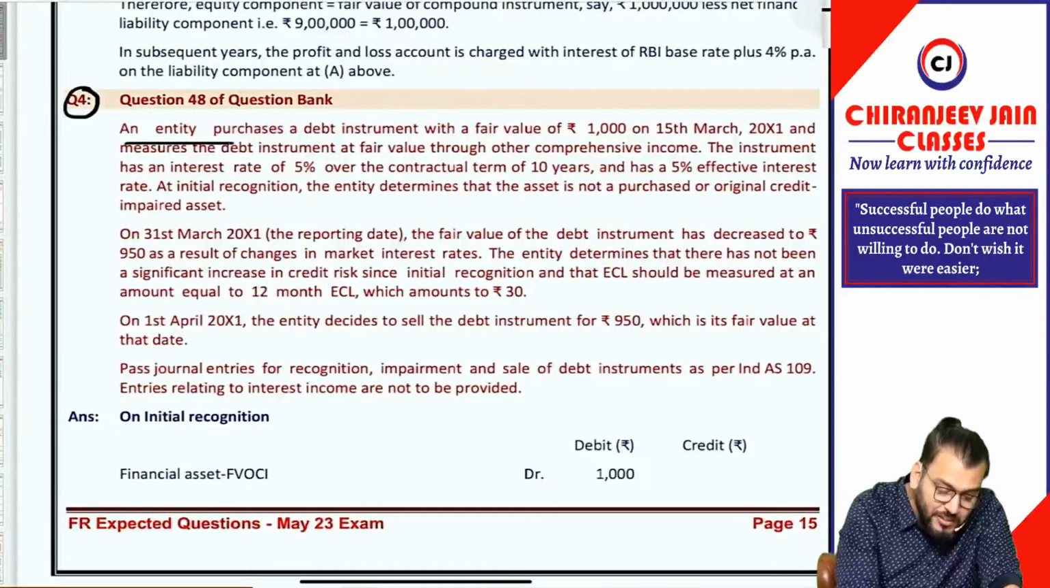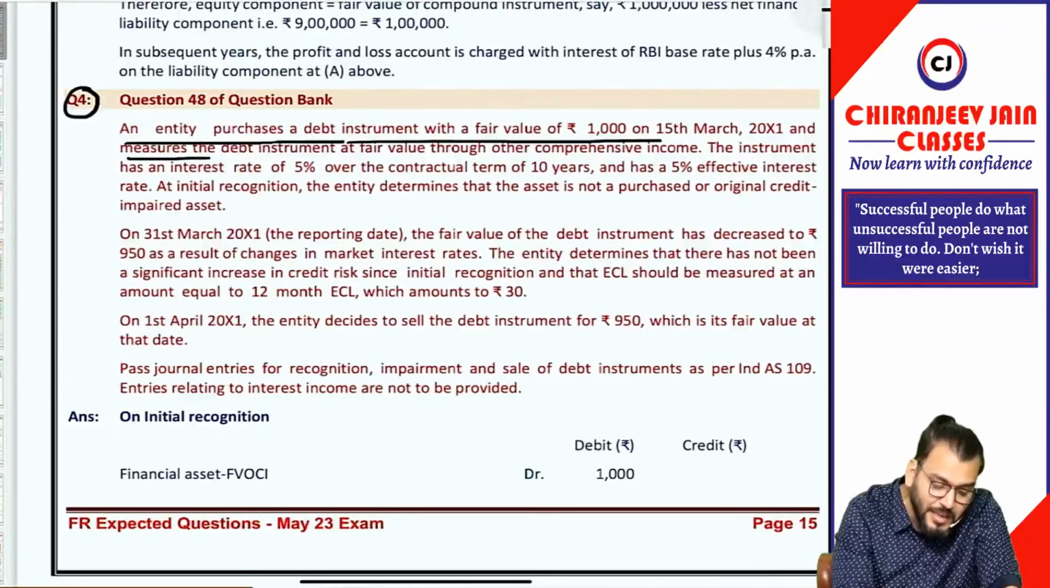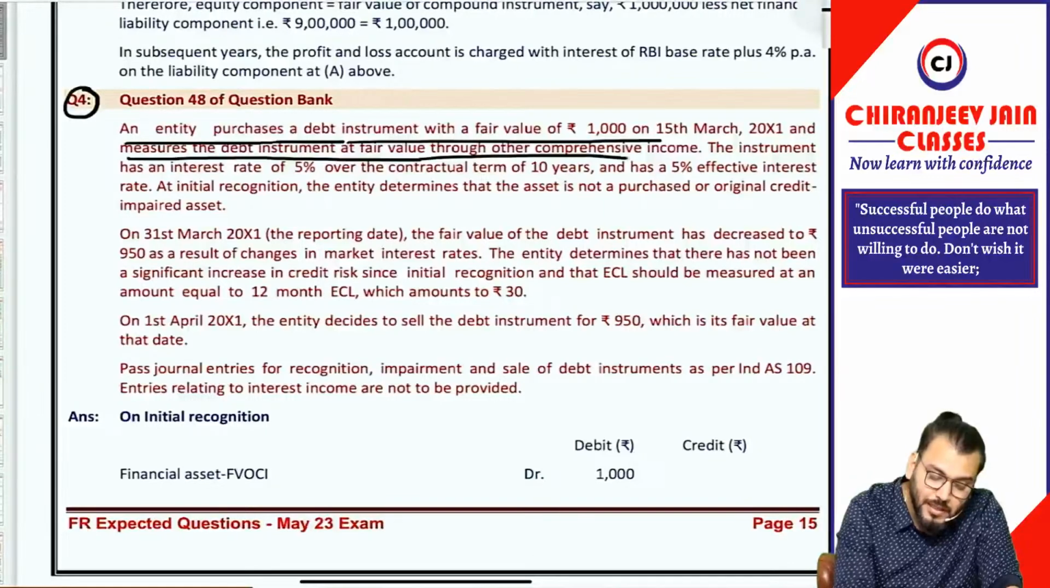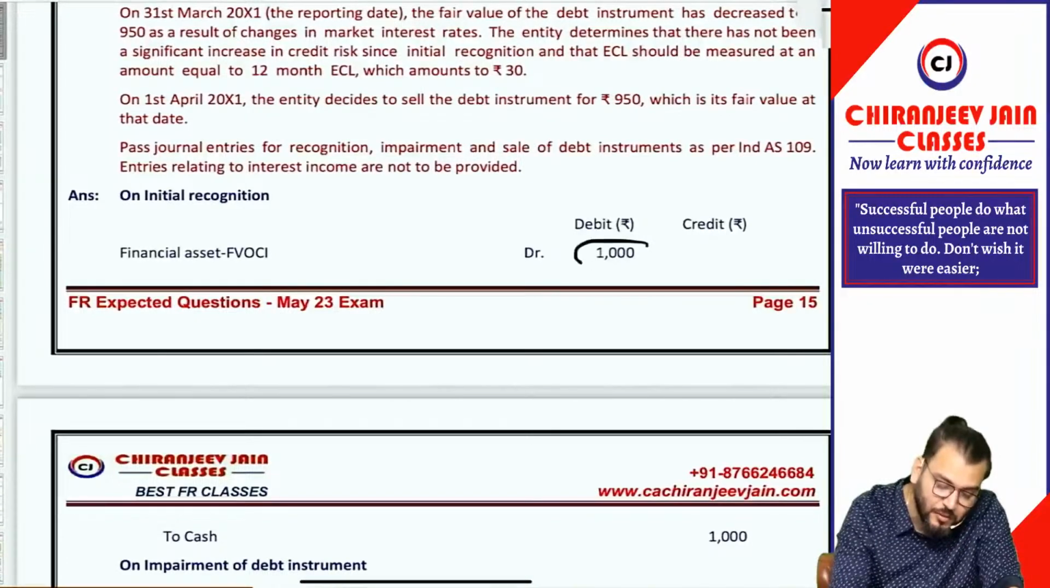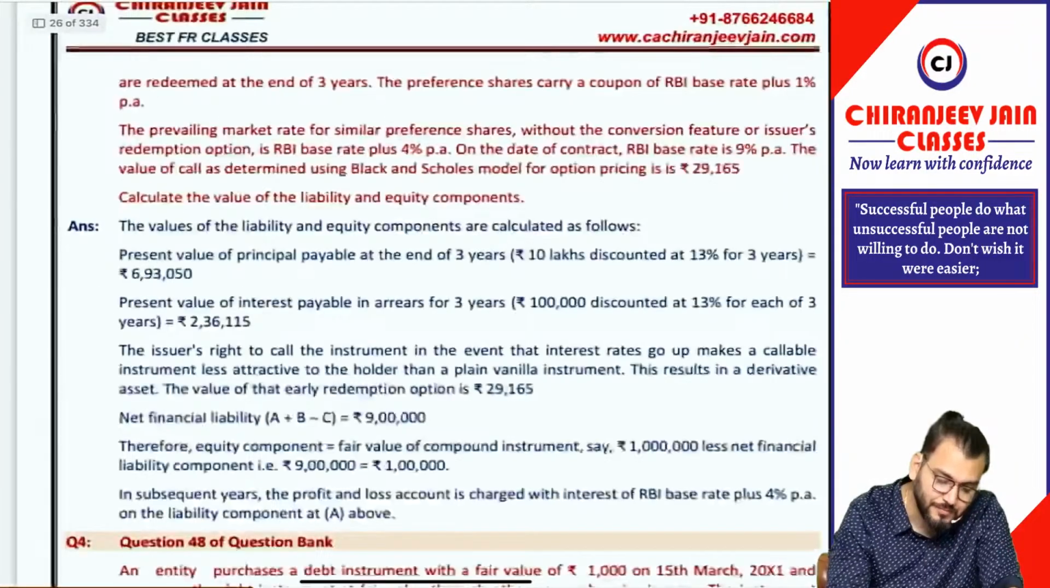An entity purchased a debt instrument with a fair value of 1000 on 15th March 2001 and measured the debt instrument at FVTOCI. Correct? So the first journal entry will be financial asset account debit to bank. You can see financial asset account debit to bank 1000 they have done. Correct?